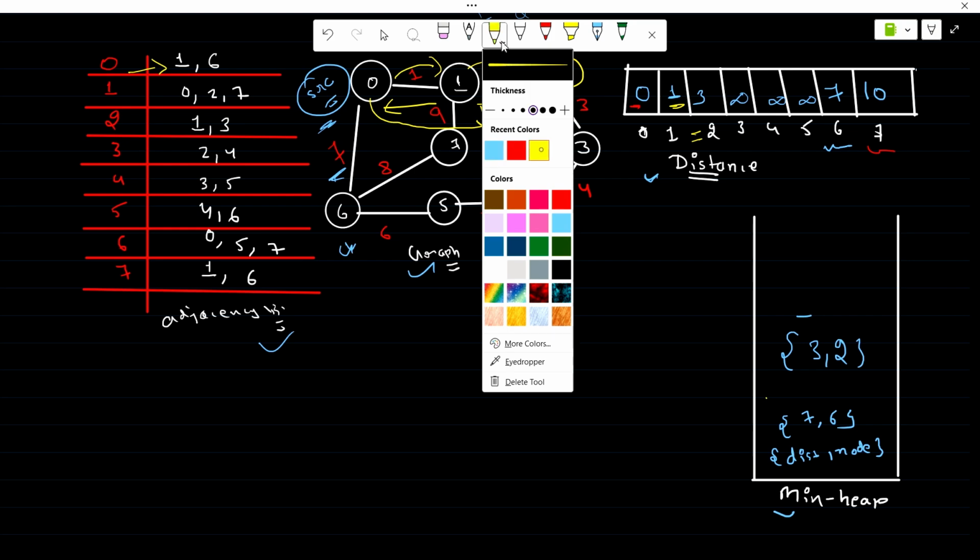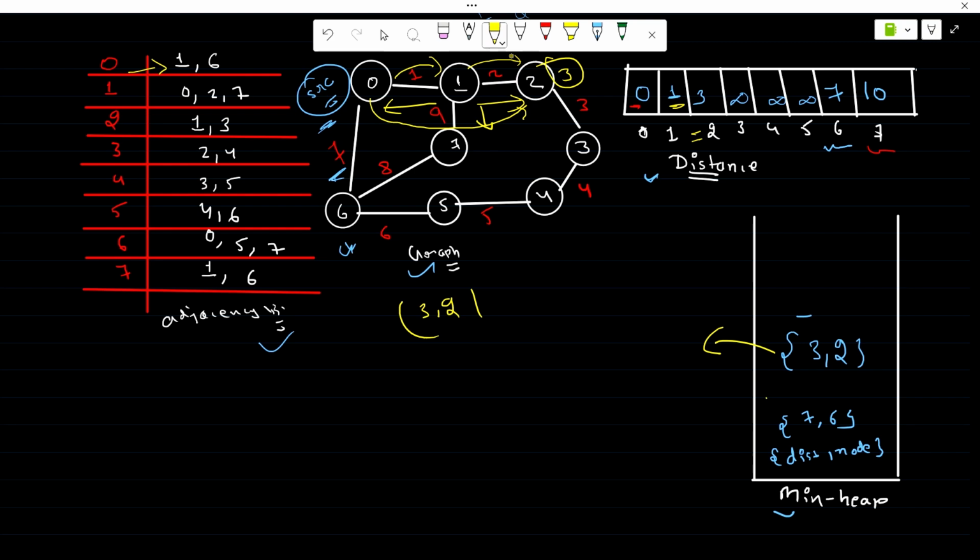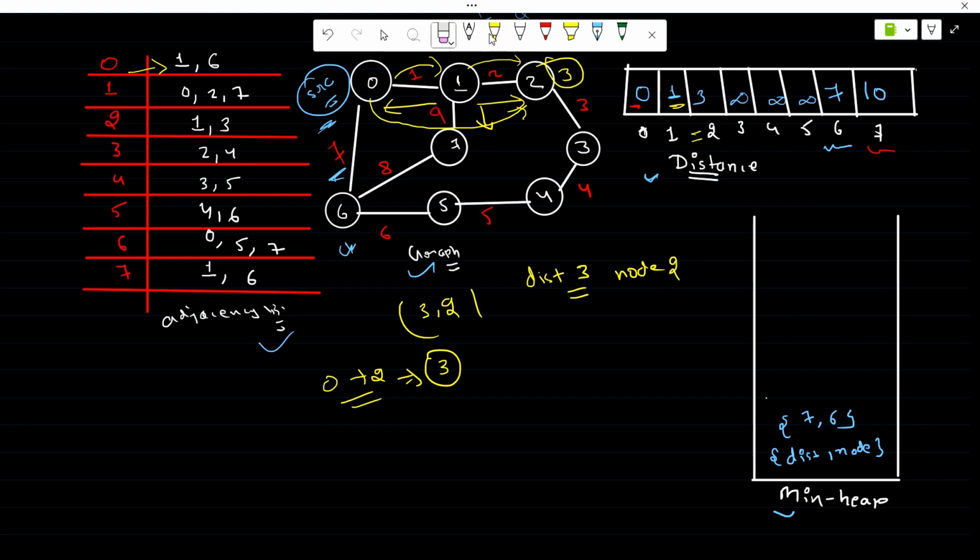Now, let's get the 3 for node 2. Okay. So the distance is 3 from 0 to 2. To reach from 0 to 2, the minimum distance is 3, and the node is 2. Right. Yes, we will pop it out. We popped it out. So from 2, where can we go?